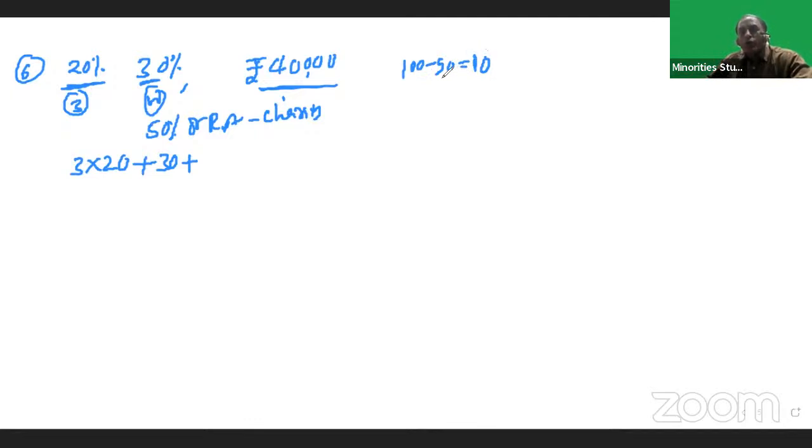Now, he donated 50% of the remaining amount. The remaining is 10%, so what is 50% of 10? It is 5. So in total how much percent is completed? 60 plus 30 is 90, 90 plus 5 is 95. So 95% of the amount is completed for children, wife and charity. So the remaining is 5%.